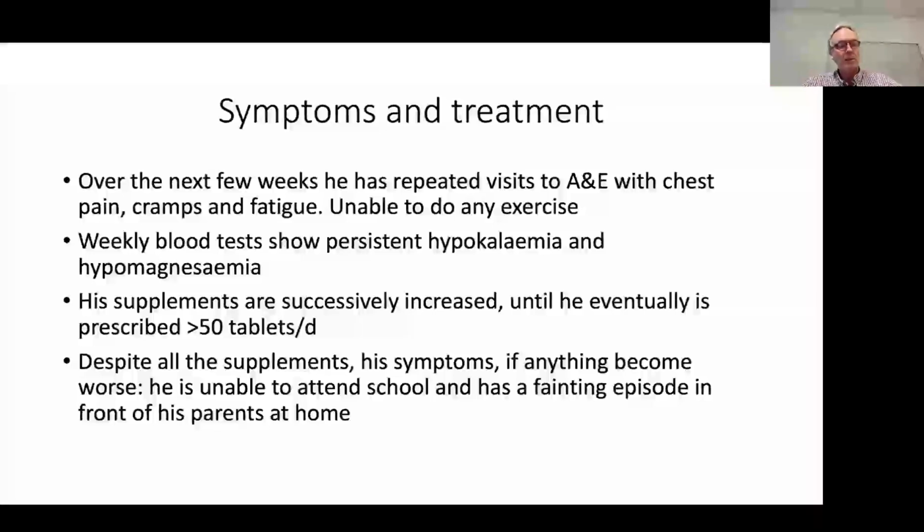He has chest pain, he has cramps, he has fatigue. First, he is unable to do any exercise. So his supplements are successively increased because, again, his blood tests always show hypokalemia and hypomagnesemia, until eventually he's receiving more than 50 tablets of electrolyte supplements a day. And despite these industrial doses of supplementation, his symptoms only seem to get worse. Now he's not only unable to do any exercise, he's actually unable to go to school any longer, and has a dramatic fainting episode in front of his parents at home.